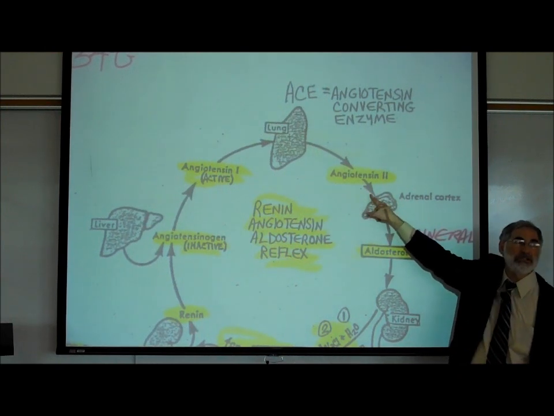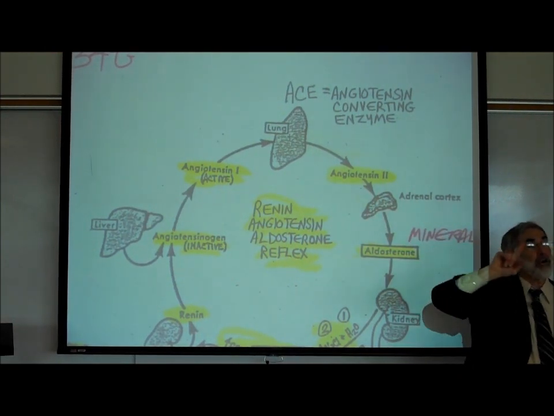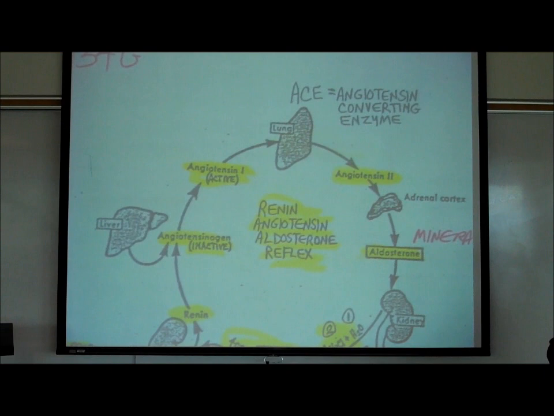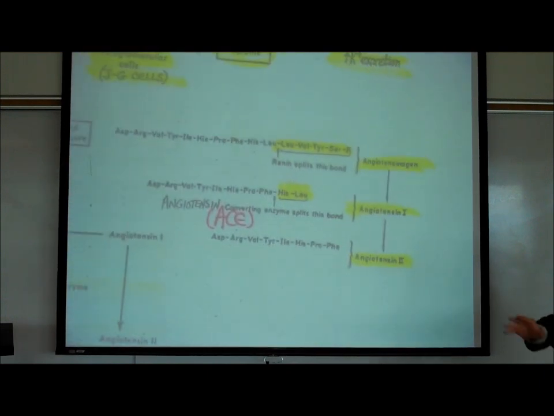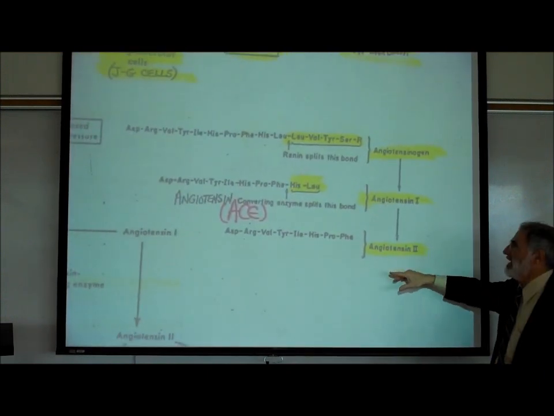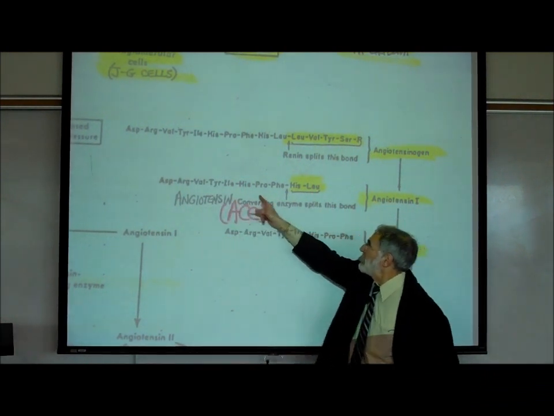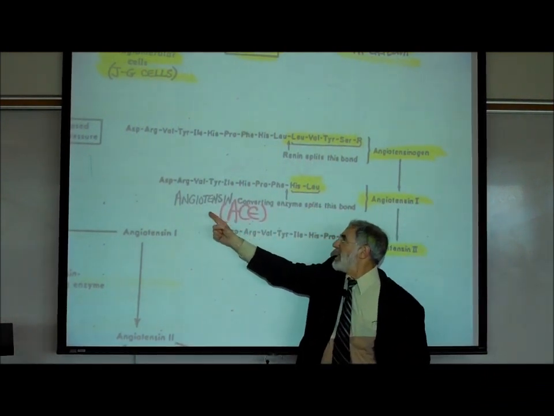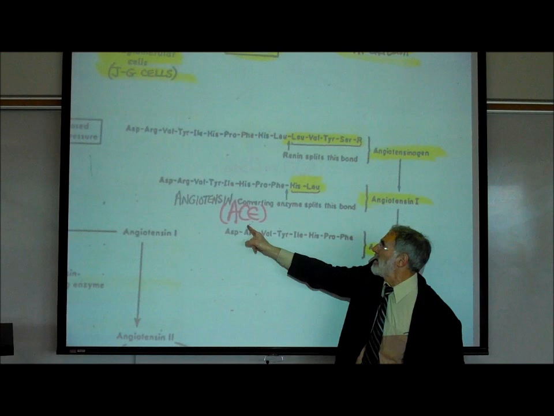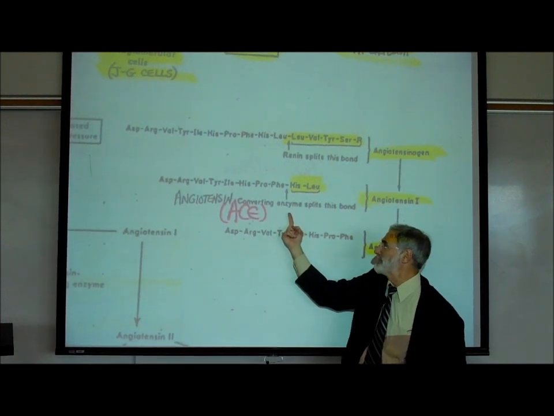into angiotensin 2. Now, again, I want you to know that, but I'll just show you. You don't have to know this, but I'll just show you what that means. Here, this was angiotensin 1. What does this angiotensin converting enzyme, or ACE, do? What does it do?